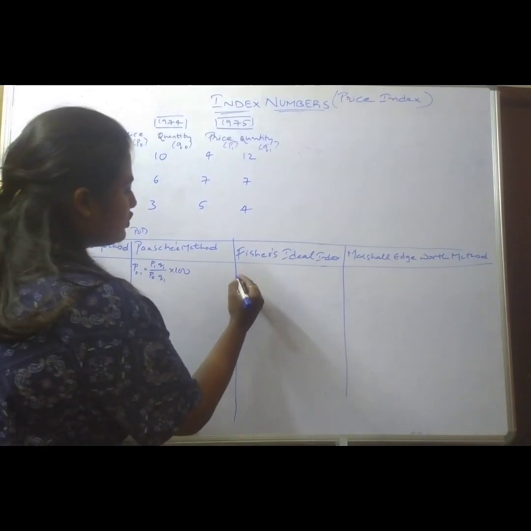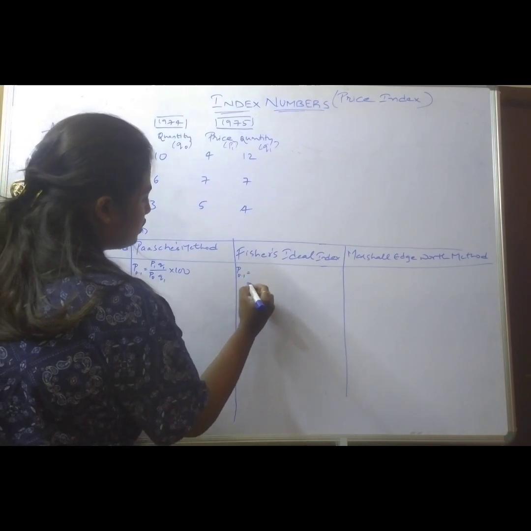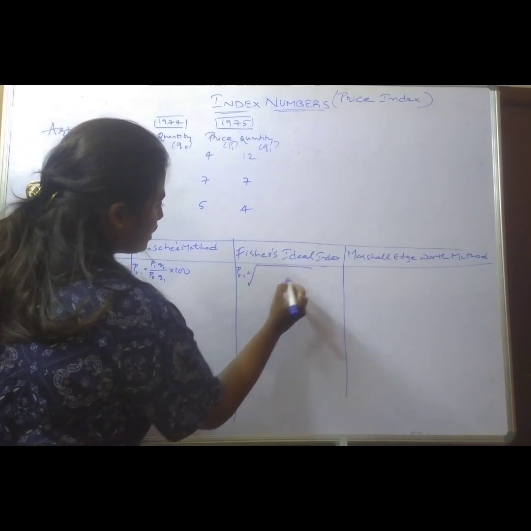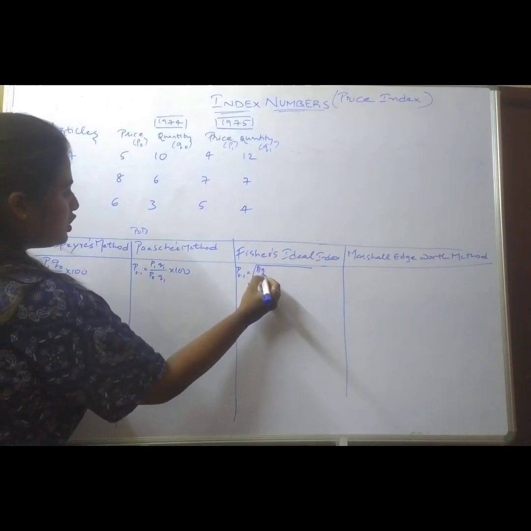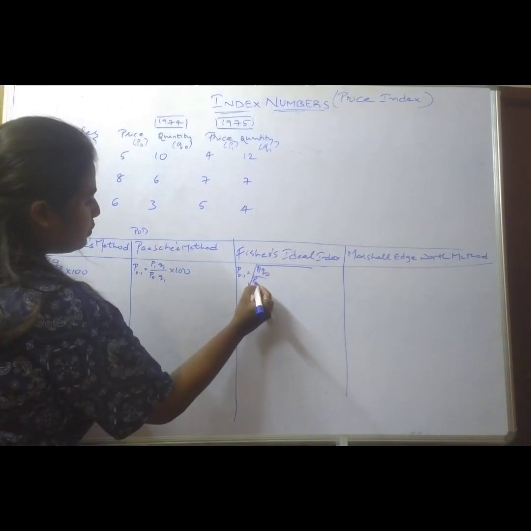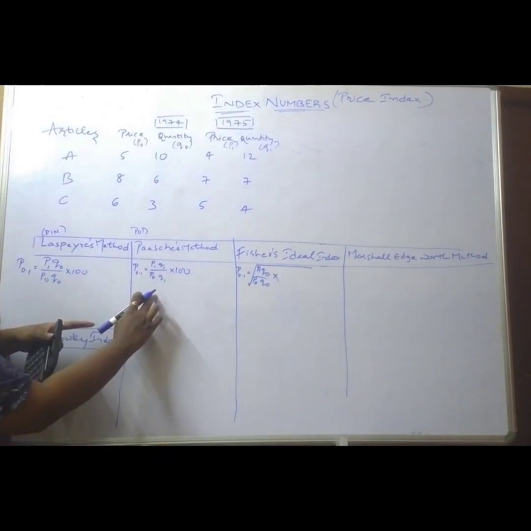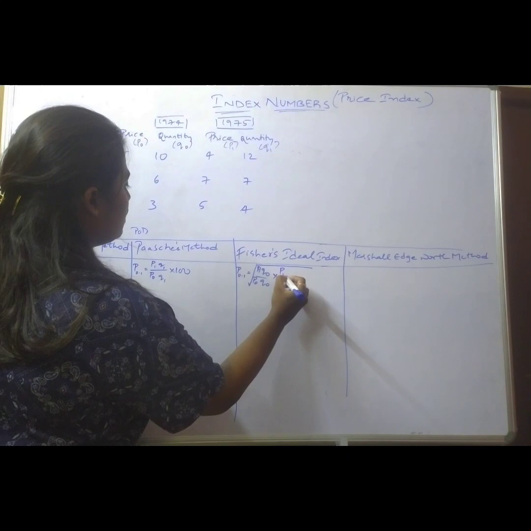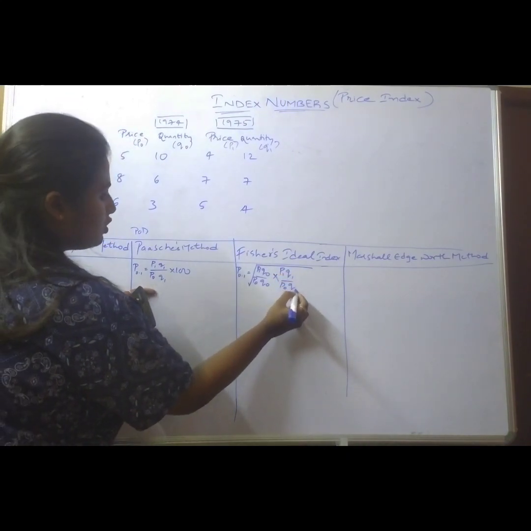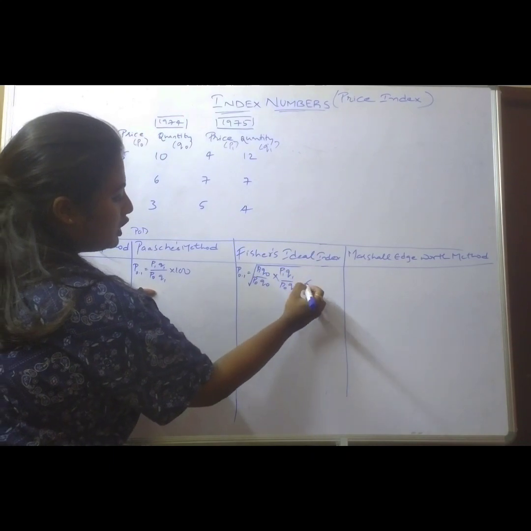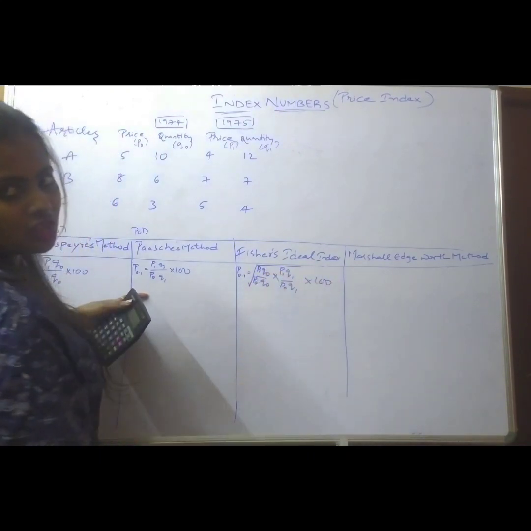Now coming to Fisher's. Fisher's formula will be P01 is equal to, you have to put a square root for this. And what did you write for last year's? It is P1Q0 divided by P0Q0, put into what did you write for past years? P1Q1 divided by P0Q1. Just put into 100. It shouldn't be under the square root. It should be outside your square root.